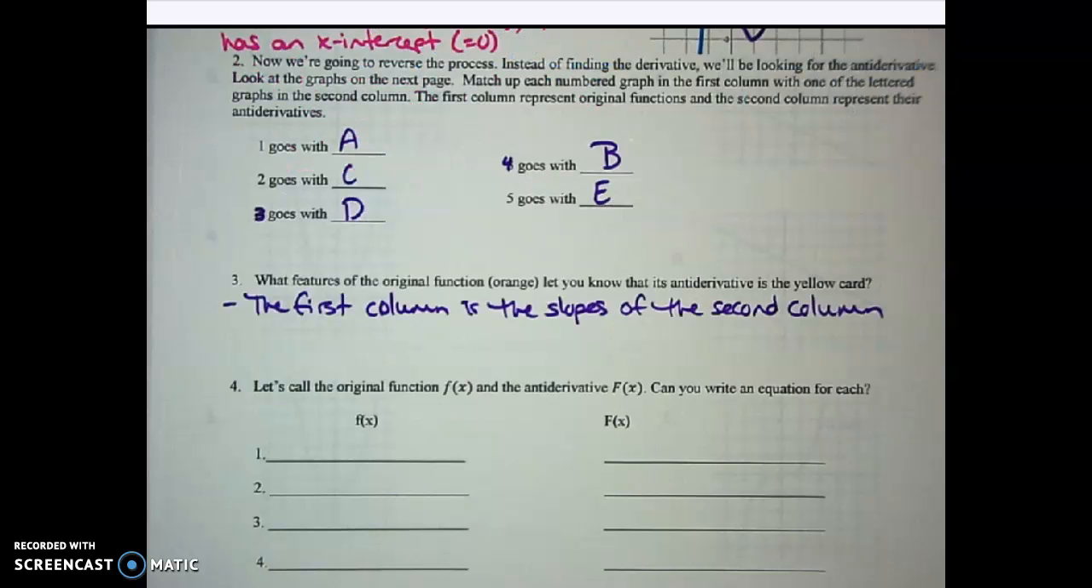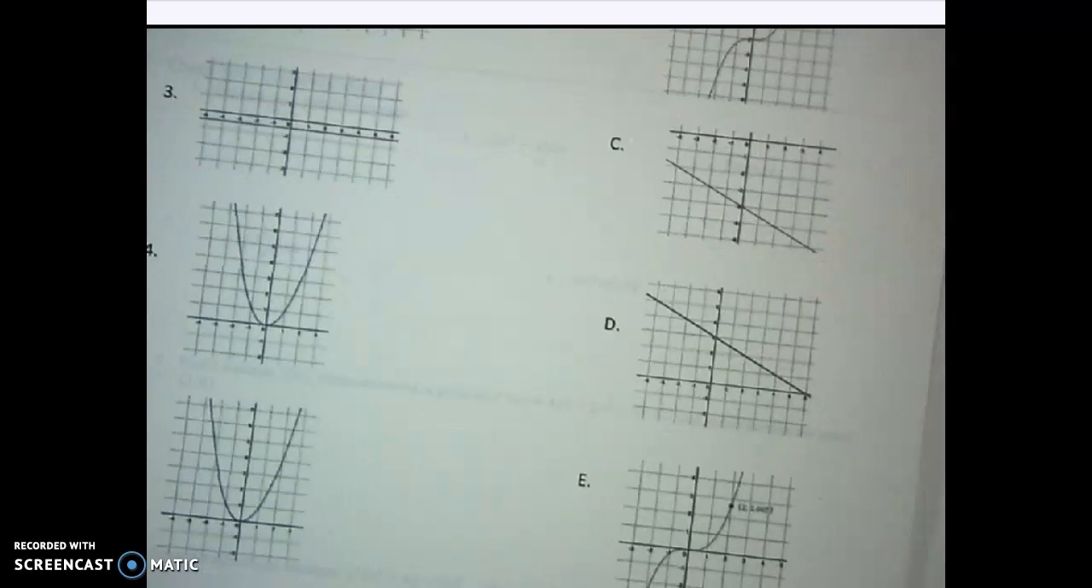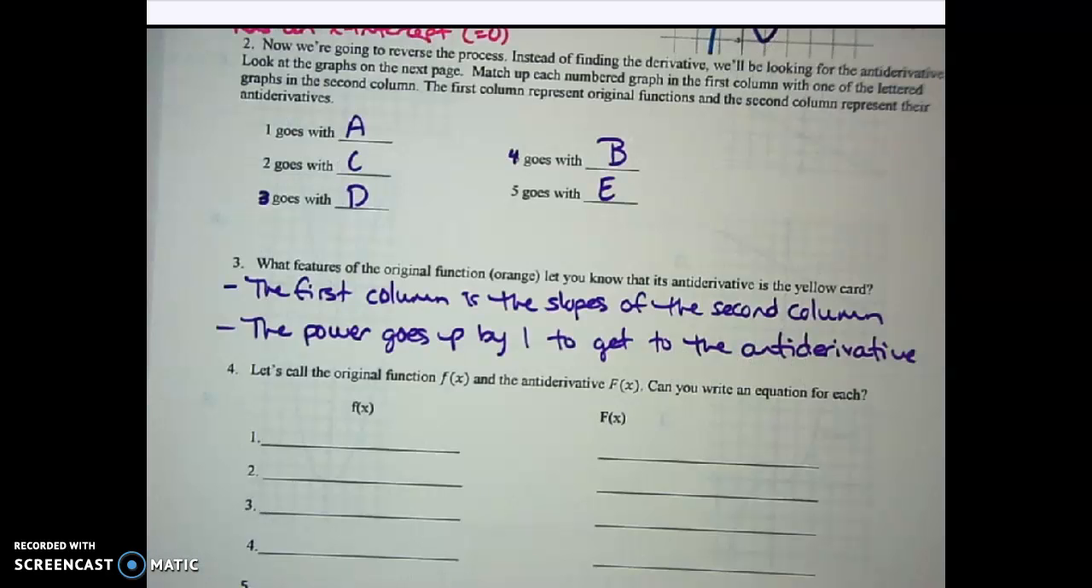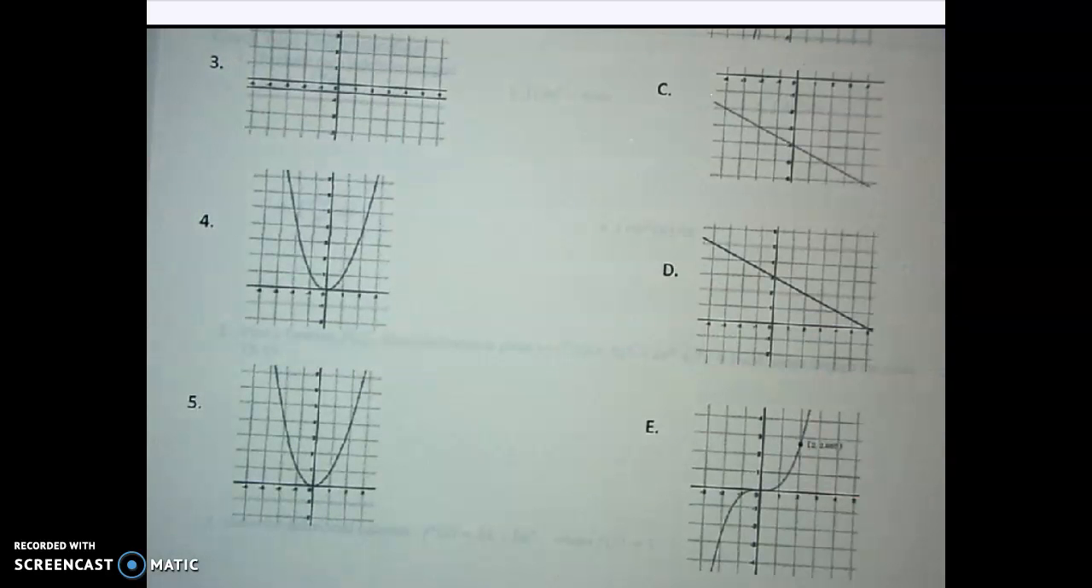Hopefully one thing that you recognized was that the first column is the slopes of the second column. And so again, if we look at 1, 2, and 3, these are all -1/2. And if we look at all the graphs of A, C, and D, though they're different, they all do have a slope of -1/2. The second thing you might have noticed is that the power goes up by 1 to get to the antiderivative. And this is probably more visible with number 4 and 5.